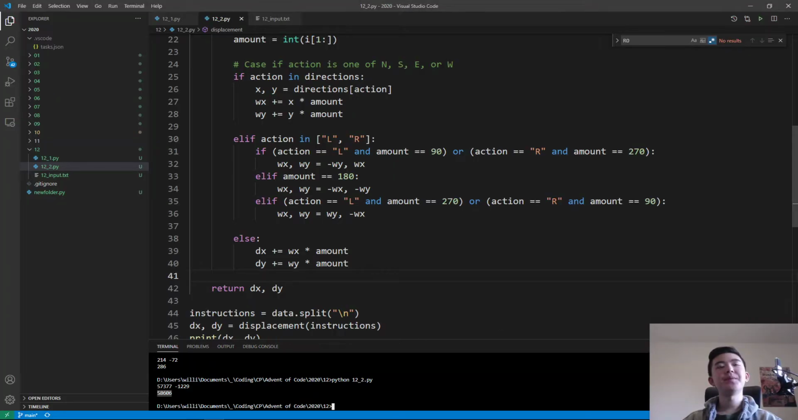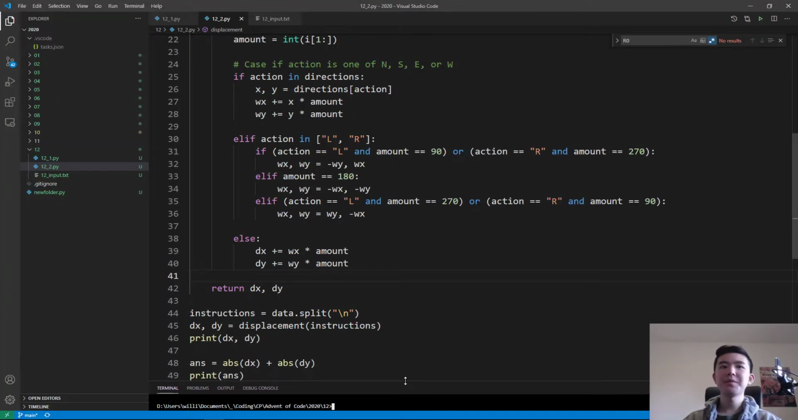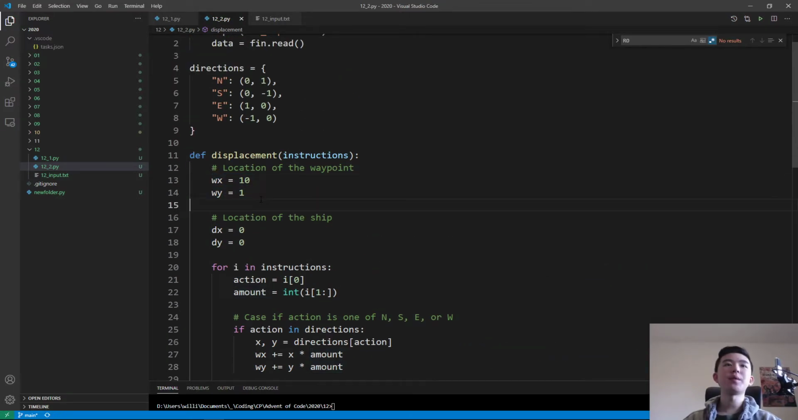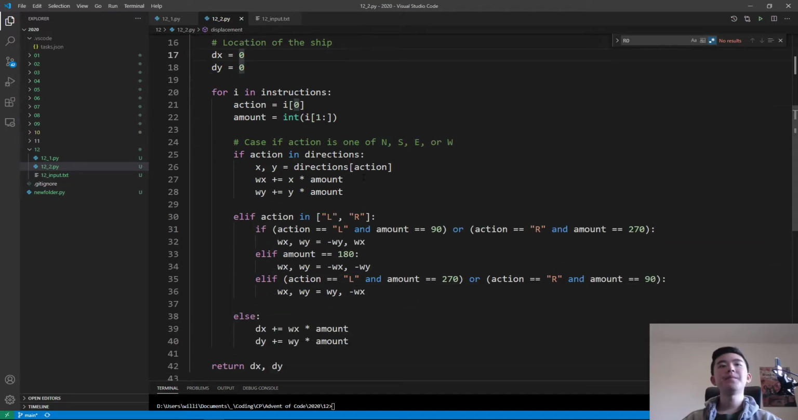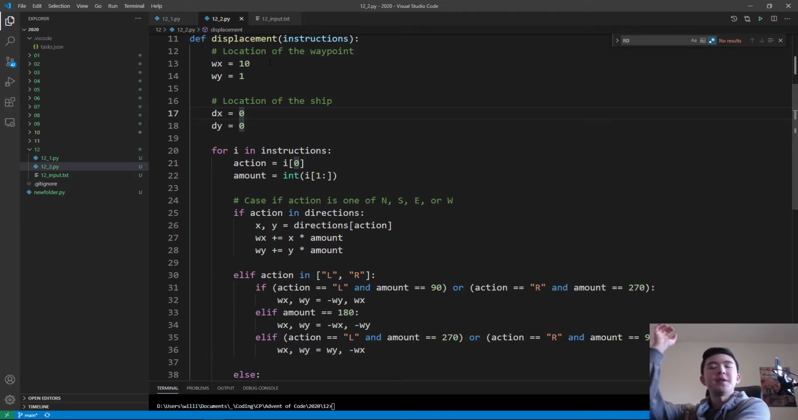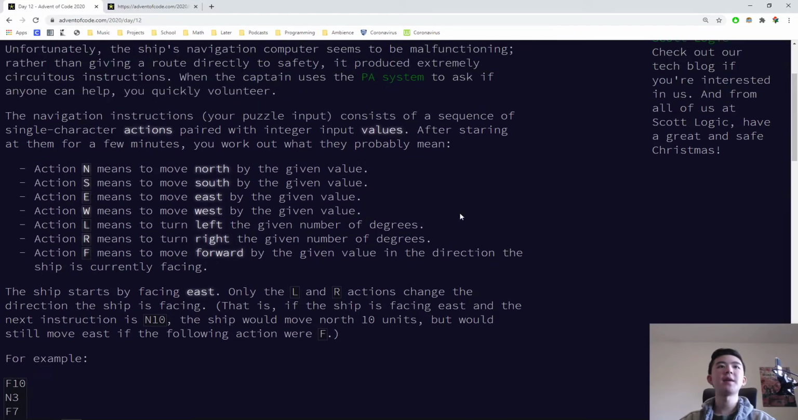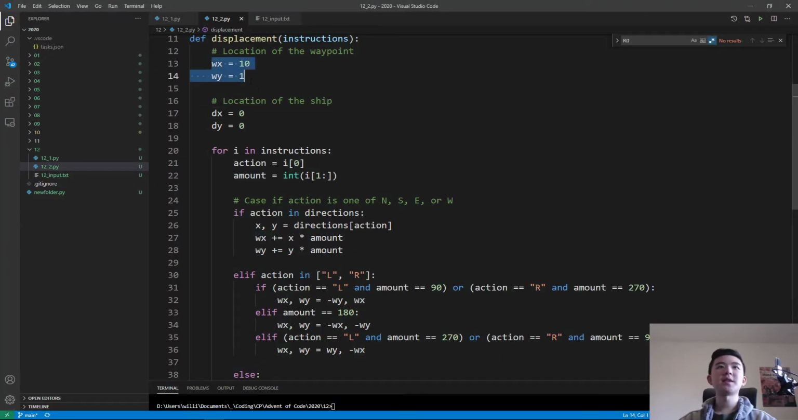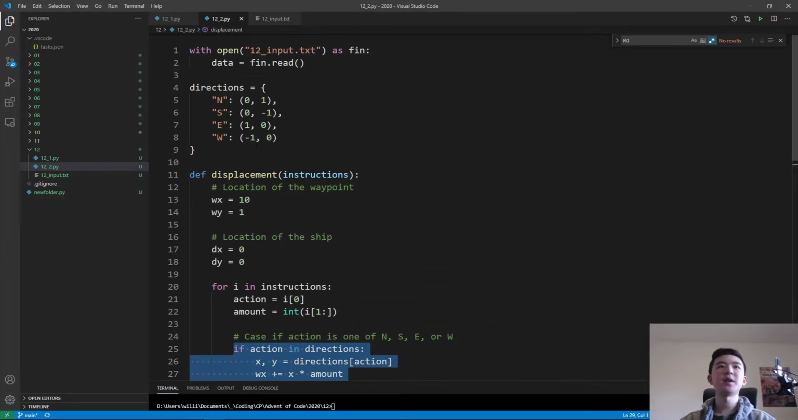Okay, so this one is a little bit trickier. So you're not just having a ship, but you also have a waypoint. So we need to store the location of the waypoint, which starts at 10-1, and then the location of the ship, which is 0-0, obviously. And the location of the waypoint is relative to the ship. So now we have different types of instructions.